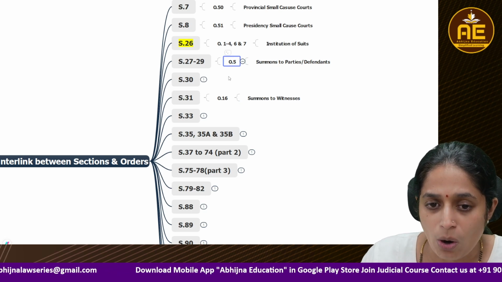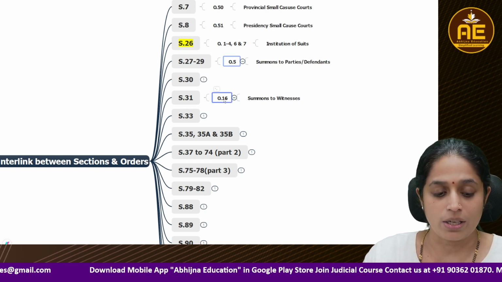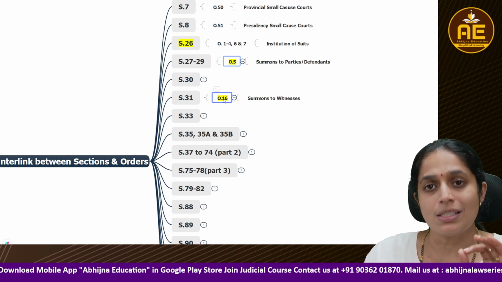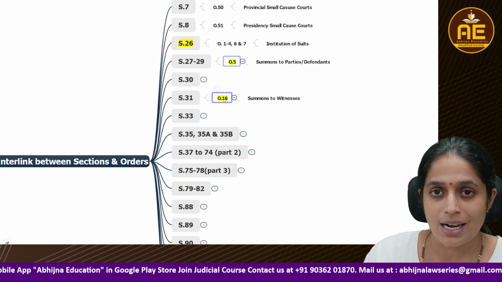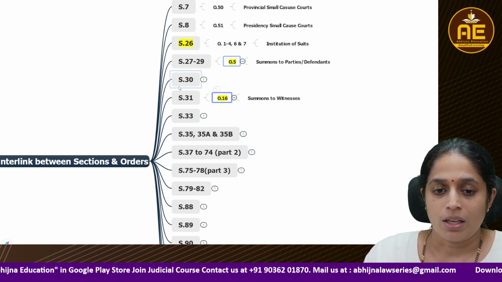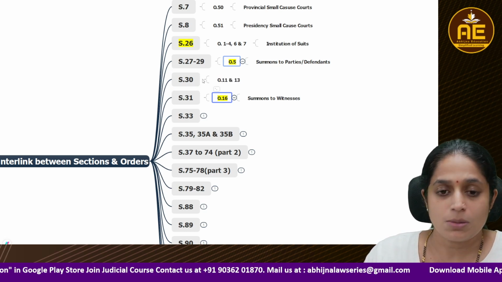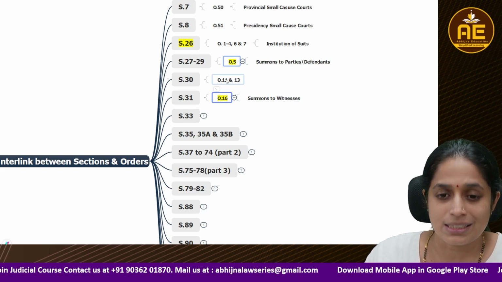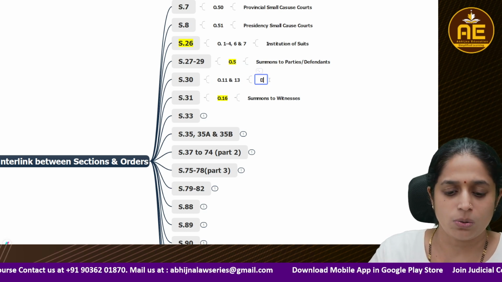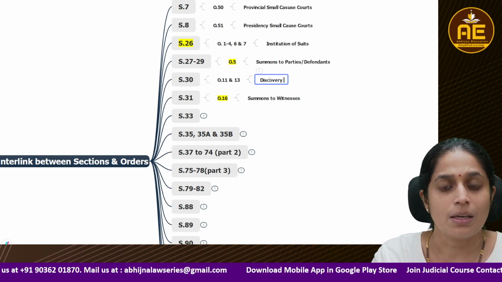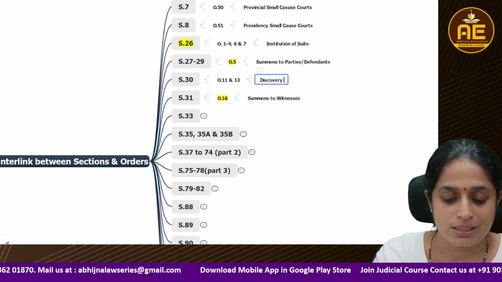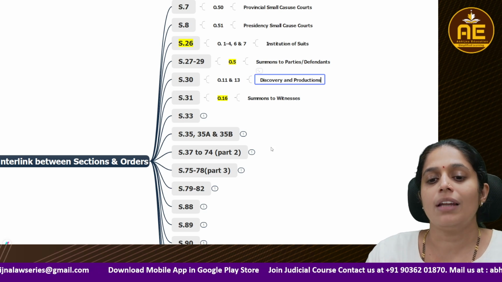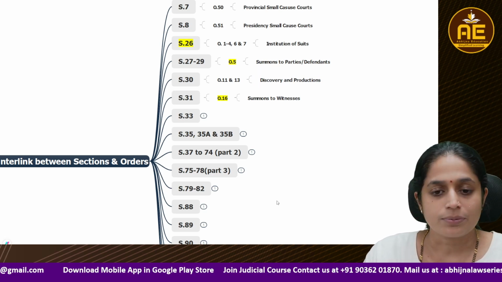So whenever we understand order 5, we must also understand order 16, which are common with respect to summons, but one is summons to the defendants and the other is summons to the witnesses. Then section 30, what does it speak about? It speaks regarding order 11 and order 13, that is, discovery and production: discovery by interrogatories and production of documents.